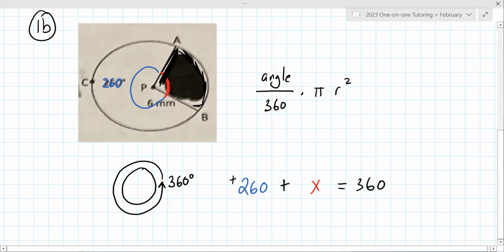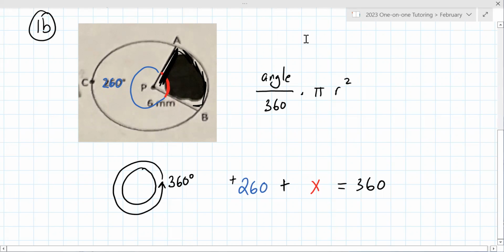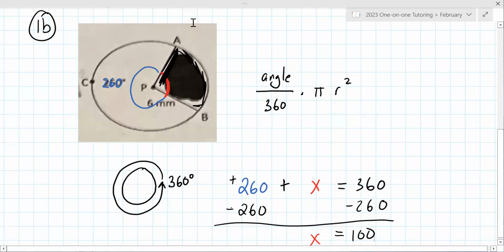Well, it looks like there's a plus there. It's really plus 260. You undo addition with subtraction, Sourish. Subtraction. Okay. So you're going to subtract 260 from both sides. What does X equal? 100. Yes. So the angle is 100.